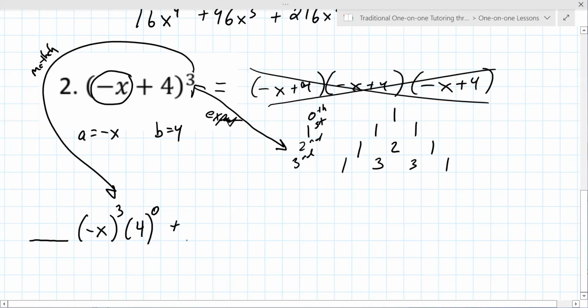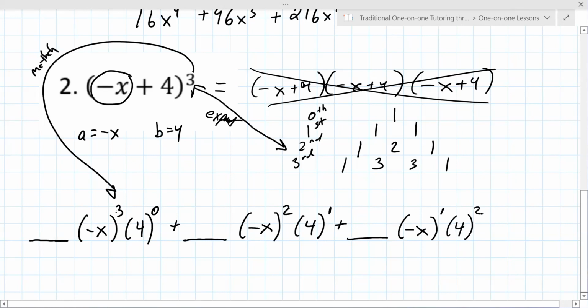Plus placeholder minus x to the power of 2. See how this 3 is going down to 2? And then the other one is going to go up. Plus, it's always plus, placeholder minus x to the power of 1, 4 to the power of 2, plus placeholder minus x to the power of 0, 4 to the power of 3.